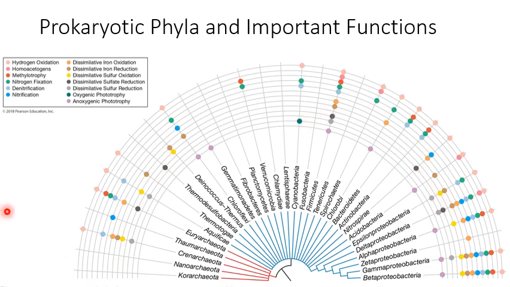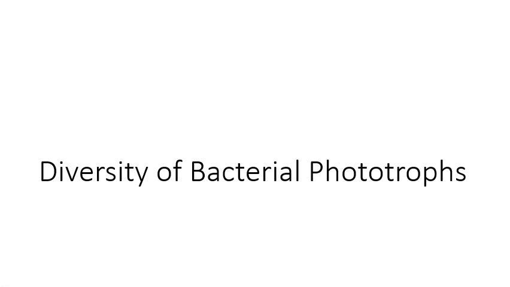Then finally, phototrophy. Oxygenic phototrophy is not widespread at all. It only exists here in the Cyanobacteria. Then you also have anoxygenic phototrophy, which is more widespread and has actually spread through different phyla by horizontal gene transfer. So most of these functions we're going to go into more detail with in the upcoming slides. So first we're going to focus on phototrophy in bacteria.